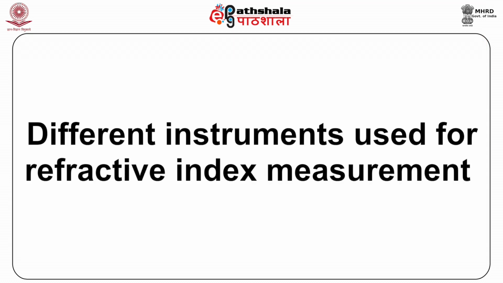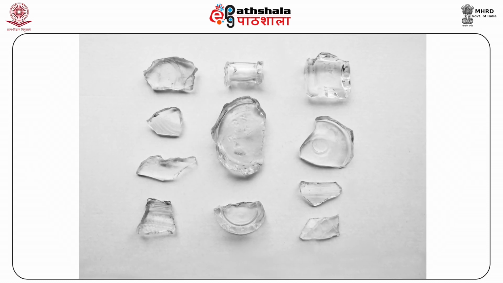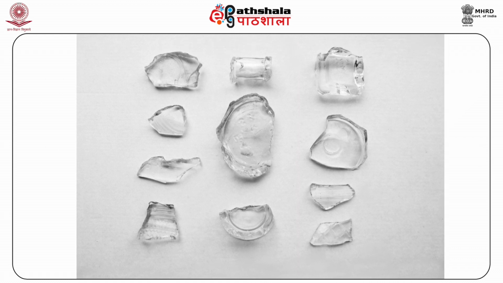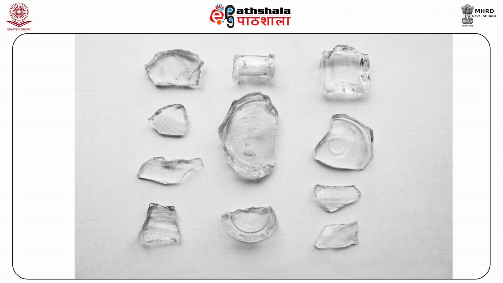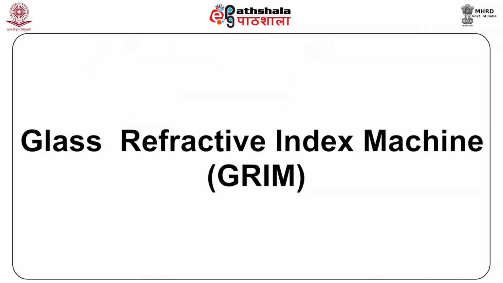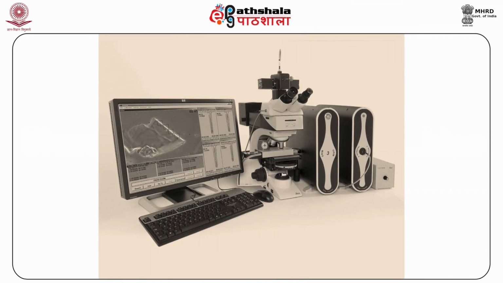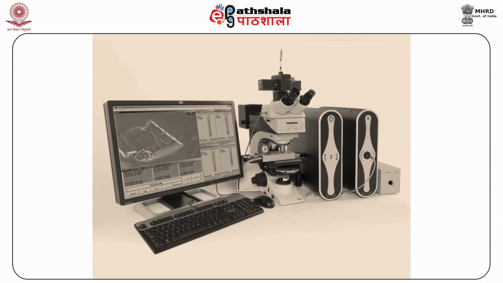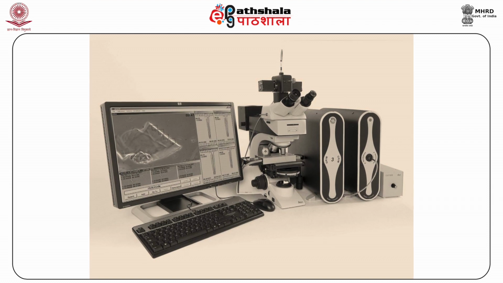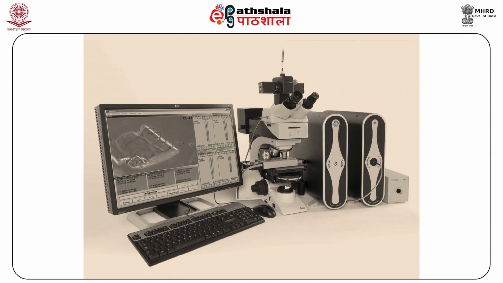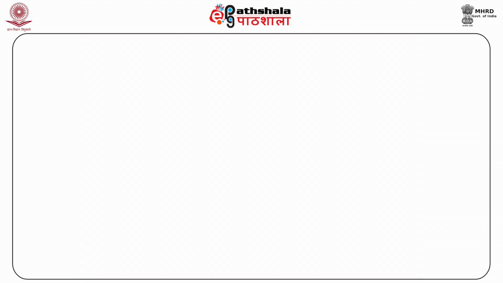Different instruments used for refractive index measurements. There are a number of instruments to calculate the refractive index of glass fragments. Some of them are as follows. Glass Refractive Index Machine, GRIM. The Glass Refractive Index Machine designed by Foster and Freeman utilizes the oil immersion temperature variation method for the determination of the refractive index of glass.